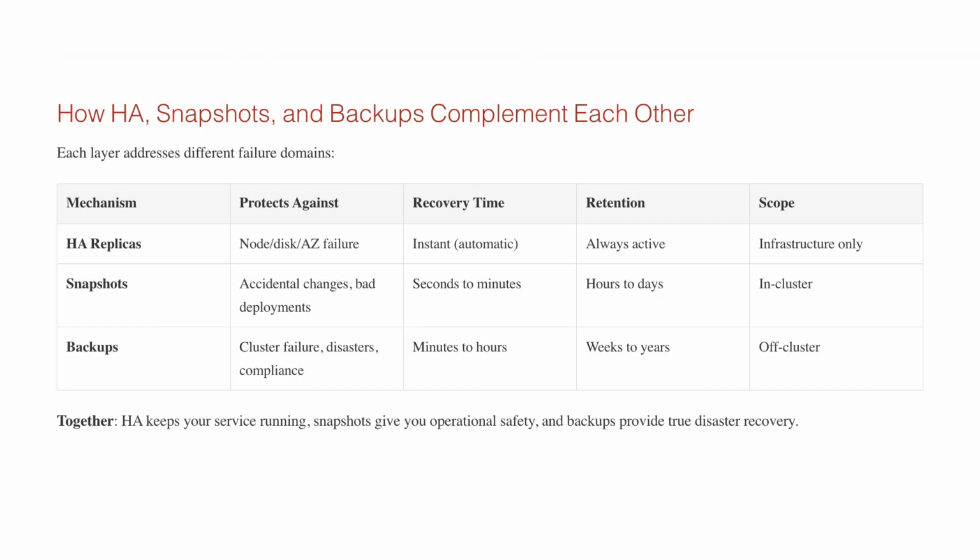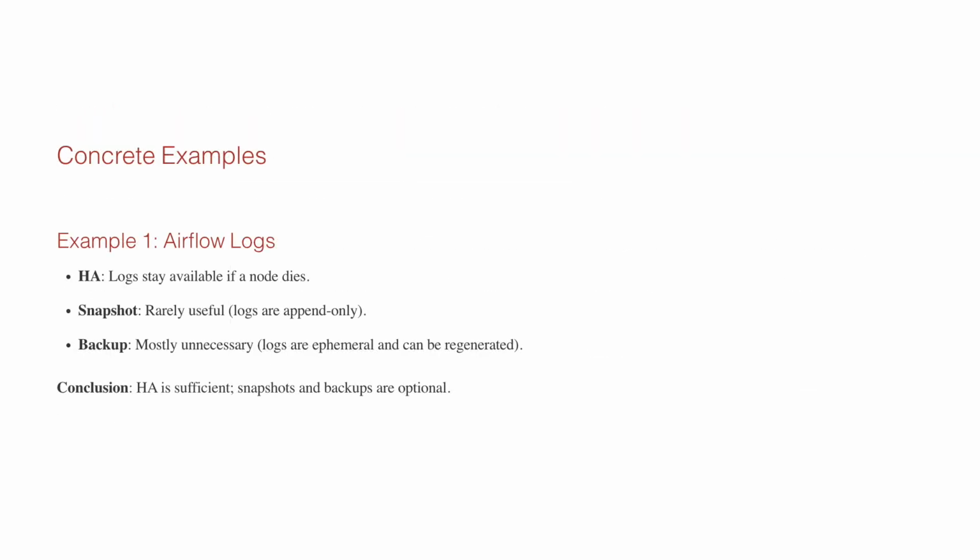Together, HA, snapshots, and backups complement each other. HA protects against node, disk, and AZ failures with instant automatic recovery. Snapshots protect against accidental changes and bad deployments with recovery in seconds to minutes and retention measured in hours to days. Backups protect against cluster failure and disasters with recovery in minutes to hours and retention measured in weeks to years.